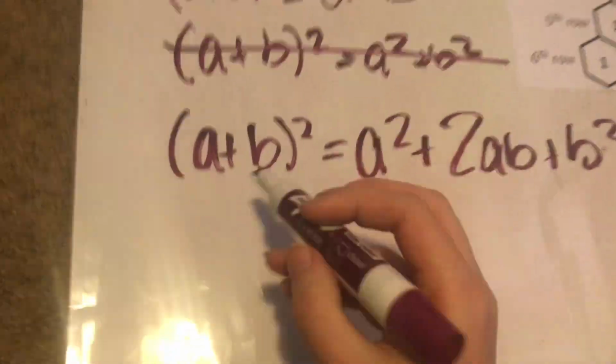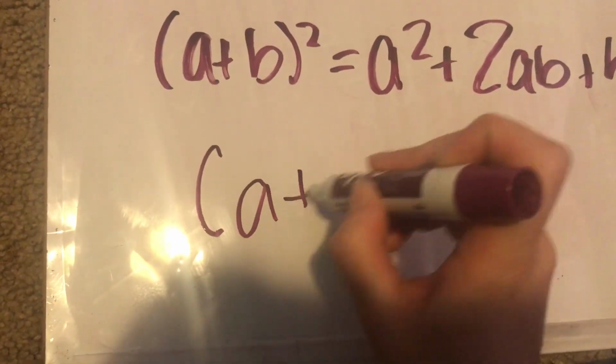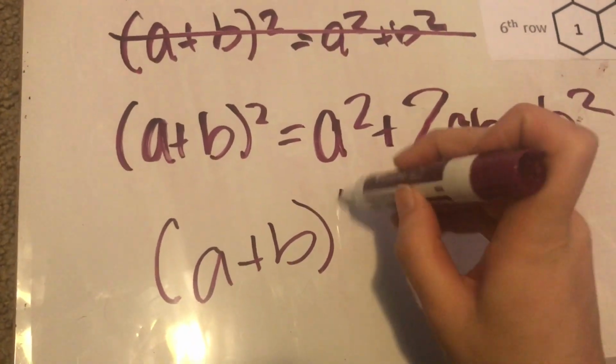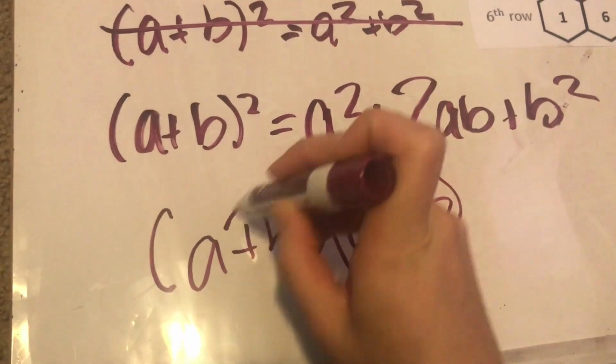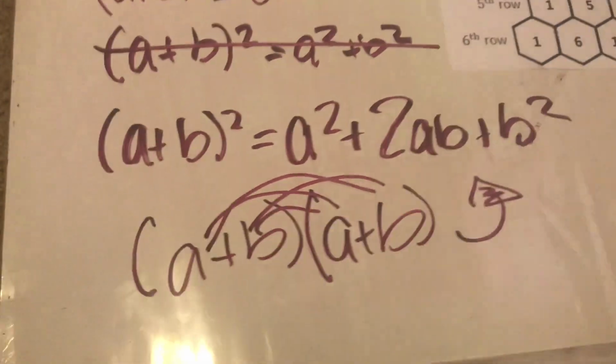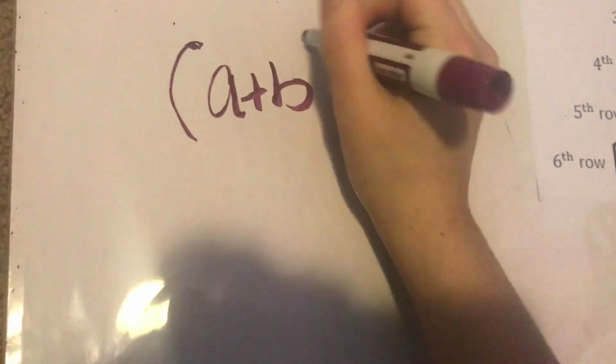Now, this is because of the whole FOIL thing, or whatever you kids call it these days, because (a plus b) times (a plus b), do that whole thing, and you get that right there. To find a number that was just like (a plus b) all squared.